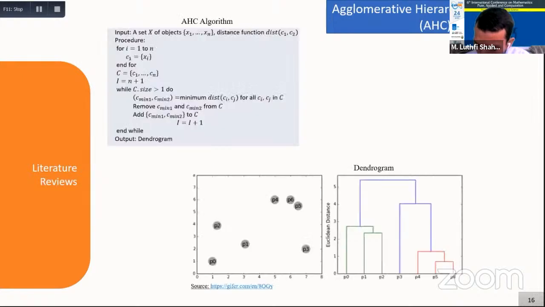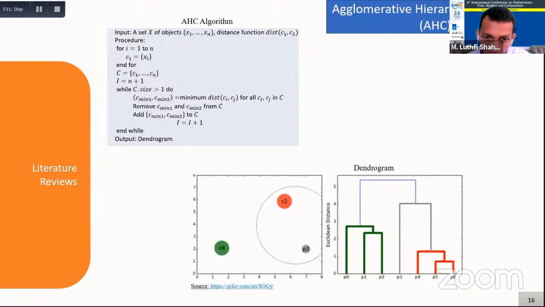The basic steps of AHC are: first, compute the proximity matrix and let each data point be a cluster. Next, merge the two closest clusters, update the proximity matrix, and repeat until only a single cluster remains. With a dendrogram, determine where to cut the hierarchical tree into clusters. This creates a partition of the data.